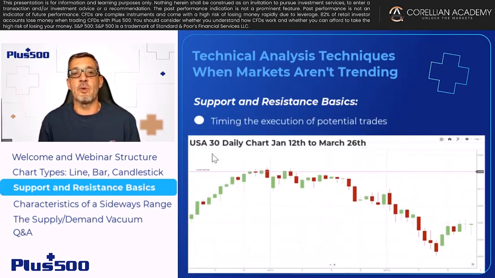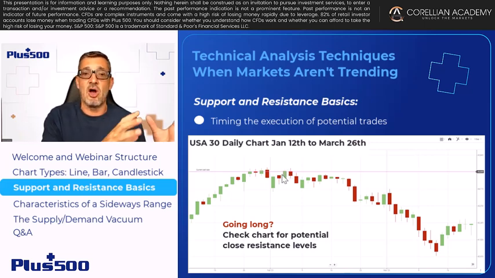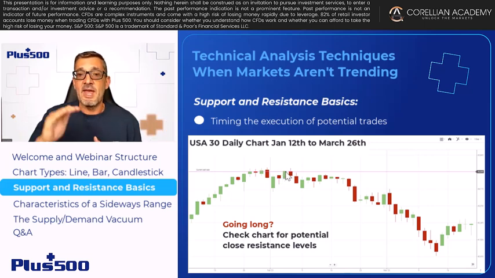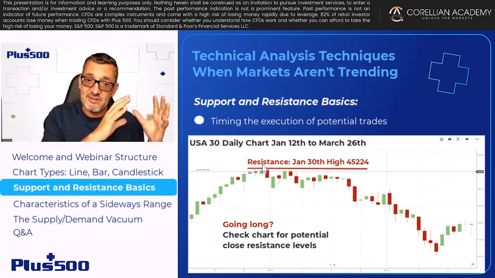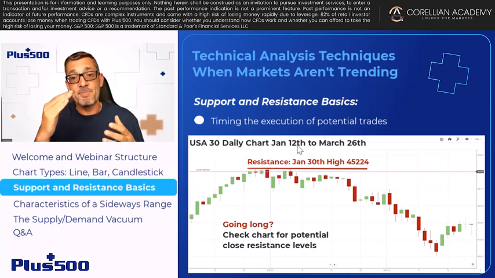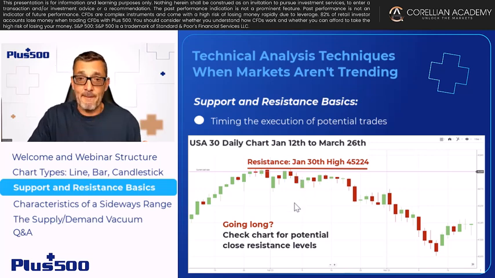Using a daily chart of the USA 30 index as an example, if I had wanted to go long the index around the 4th of February, I could look at the chart and see that the current price activity is near a resistance level outlined by the January 30 high at 45,224. As it's possible that this level could cap the index again and potentially prompt some price weakness, I could have decided to hold off buying the rally, preferring instead to wait for a dip in prices to allow me to buy at a lower, more advantageous level.